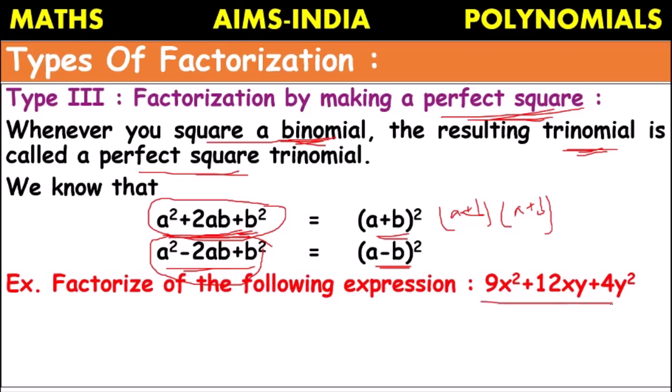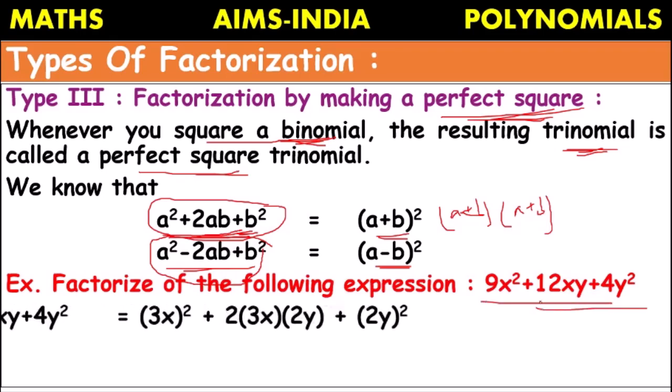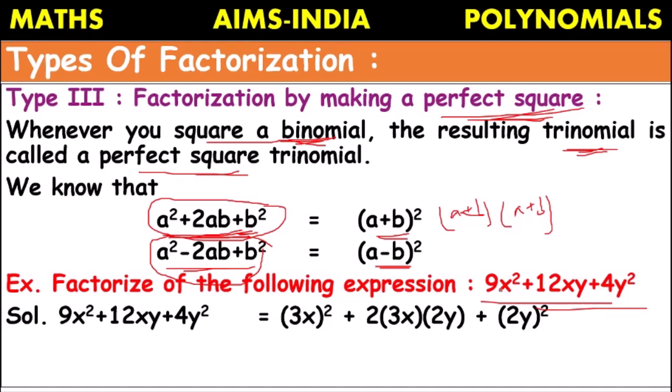So if we have this expression, how can we elaborate it? 9x square, you can write it as (3x) whole square. 4y square, you can write it as (2y) whole square. And 12xy, we can write it as 2 into 3x into 2y. It is in the form of a square plus 2ab plus b square, so it can be written as (3x plus 2y) whole square. So what are the factors of this given expression? One factor is 3x plus 2y, the second factor is also the same. So this is the third method.